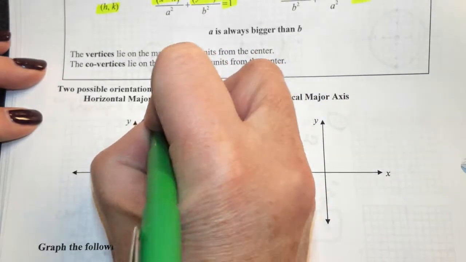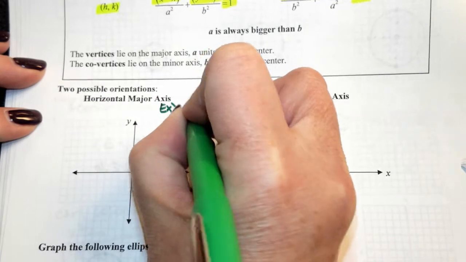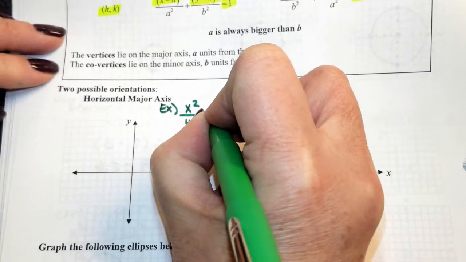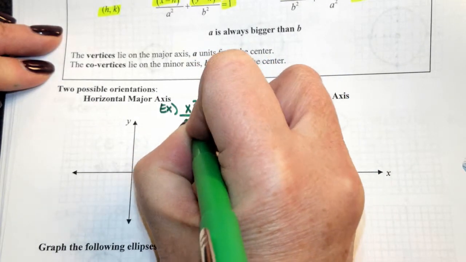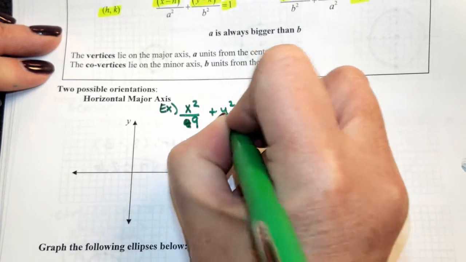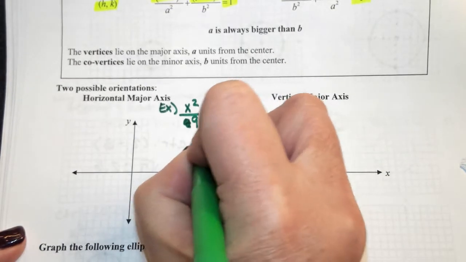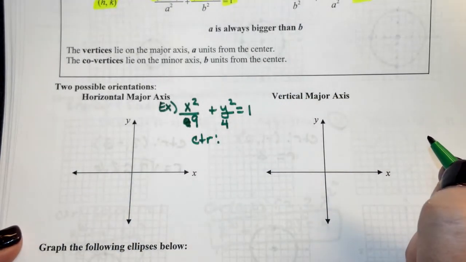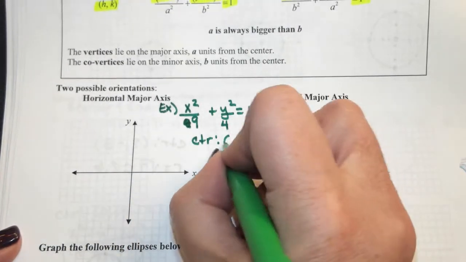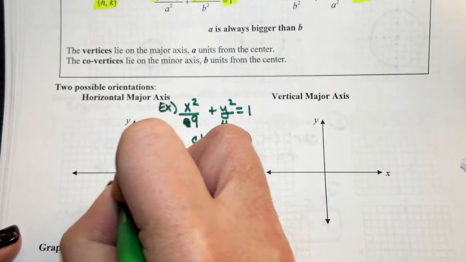So for example, let's suppose I plot x squared over 4, actually let's change this to a 9, x squared over 9 plus y squared over 4 is equal to 1. First of all, identify the center. What's the center of this ellipse going to be? The center is going to be at 0, 0.